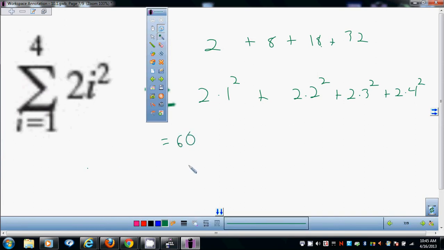Yes. All we did was plug in 1 through 4 for I. So 2 times 1 squared, and then 2 times 2 squared. Basically, you do every number between 1 and 4. So 1 squared, 2 squared, 3 squared, 4 squared. Try this one. Let's do a hard one. 41. Try 41. Fine. Hold on. I'm going.